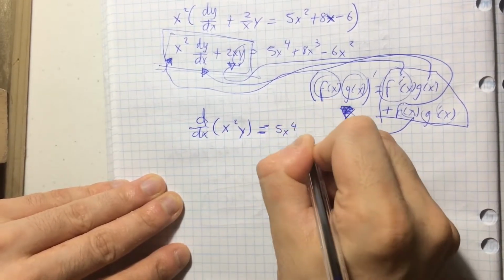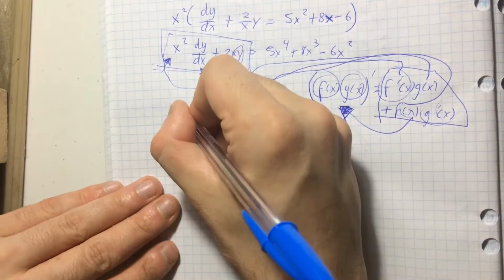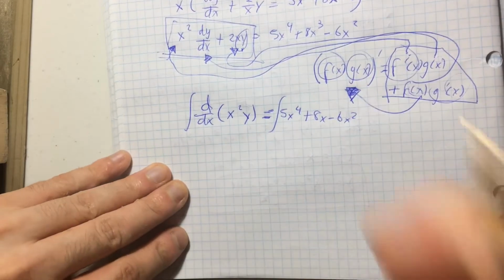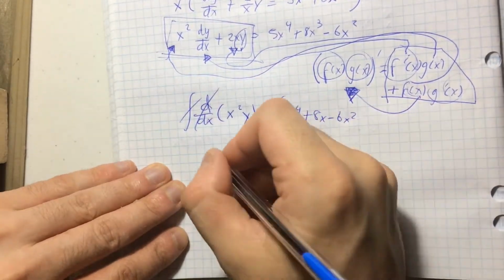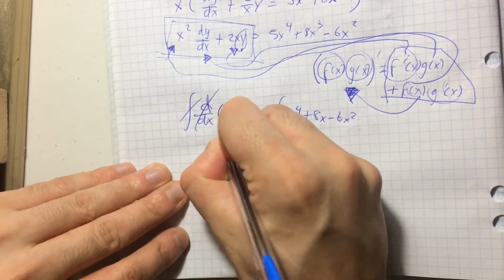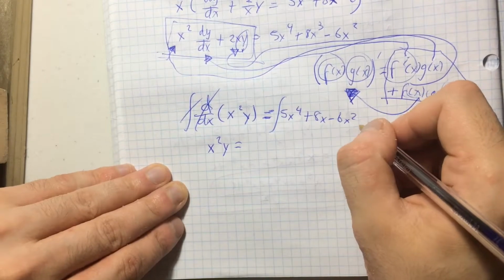5x to the 4th plus 8x cubed minus 6x squared. Now we integrate both sides, just like separable differential equations. Cancel, cancel. That's the beauty of linear differential equations, because now I'm just left with x squared y is equal to the integral of all of this.